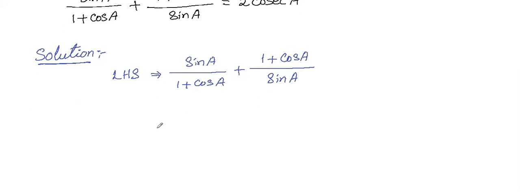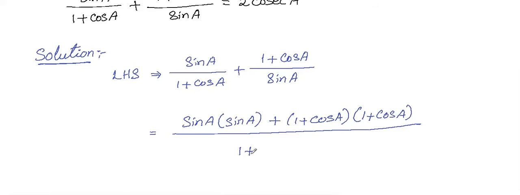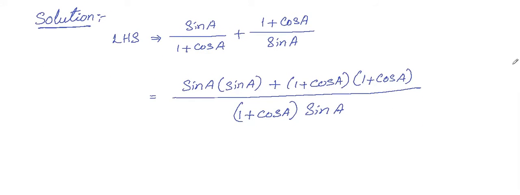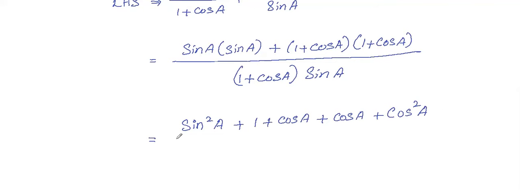Now take the LCM and simplify this. We'll get sin A into sin A plus 1 plus cos A into 1 plus cos A, whole divided by 1 plus cos A into sin A. So now simplify. Sin A into sin A becomes sin square A. Sin square A plus, if you FOIL the terms, we will get 1 plus cos A plus cos A plus cos square A, whole divided by 1 plus cos A into sin A.